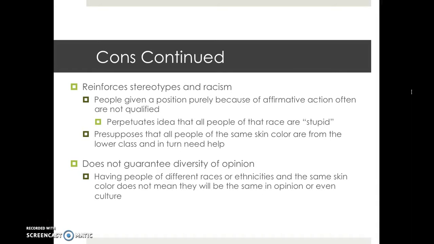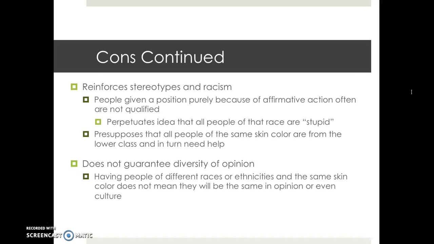Some more cons to why affirmative action is considered unfair is it reinforces stereotypes and racism. People given a position purely because of affirmative action often aren't qualified. And it also perpetuates the idea that all people of that race are stupid, because if one's not qualified, it is assumed that others are not qualified, which isn't the case ever really, but that's what it comes off as. And it presupposes that all people of the same skin color are from the lower class and in turn need help, that they need this grid system and extra qualifications to get them into these schools.